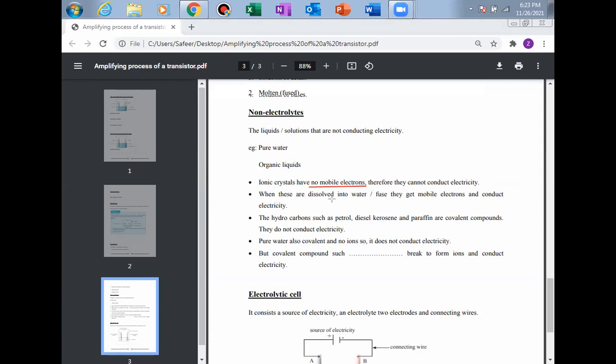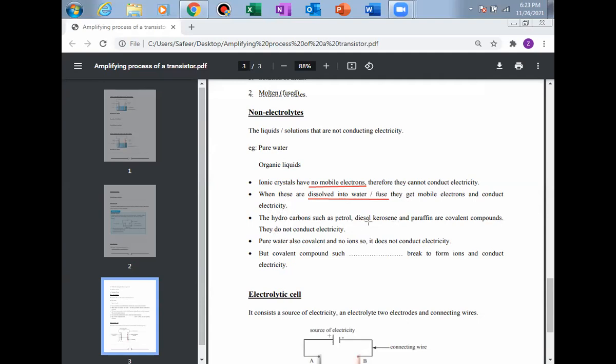When these are dissolved into water or fused, they get mobile electrons and conduct electricity. So we have to dissolve them into water, or they should be melted. Then only they have the ability to conduct electricity.